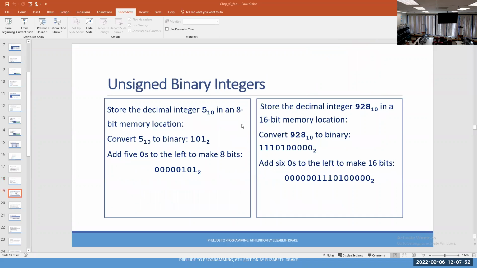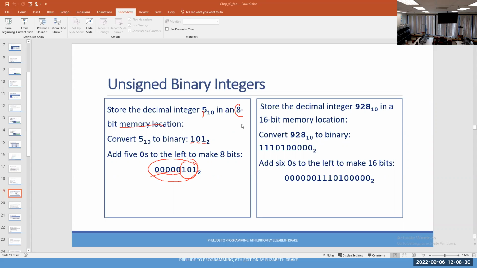Now, for an unsigned binary integer, to store the decimal integer number right here in the byte, in an 8-bit memory location, it's very simple. You just convert the number 5 into binary. So you see, you have converted the number 5. You have the 1, 0, and 1 here. Right? And if you want to store it in the 8-bit memory location, you need the 5 bits on the left here, right? That's why you add the 5 bits on the left. So in total, it makes up 8 bits here, right? This one is number 5, and you add the number 0s on the left here.